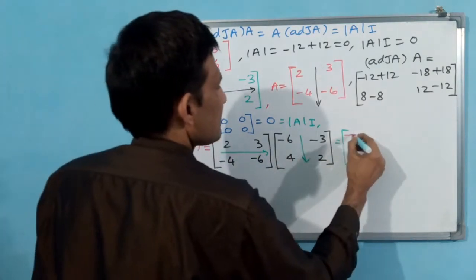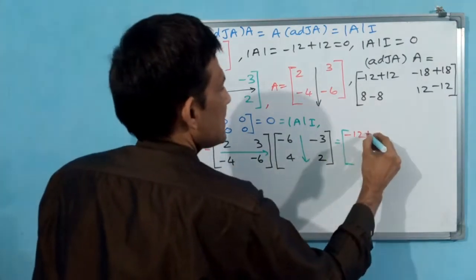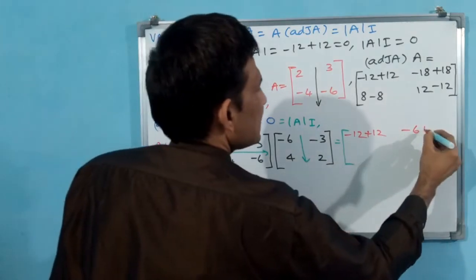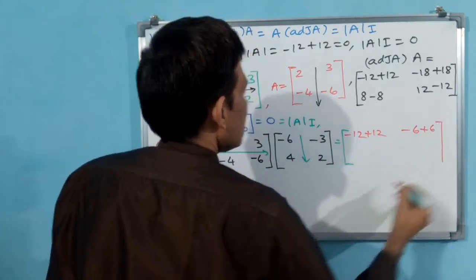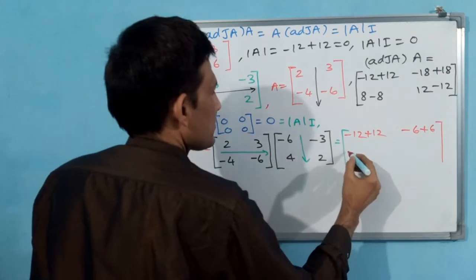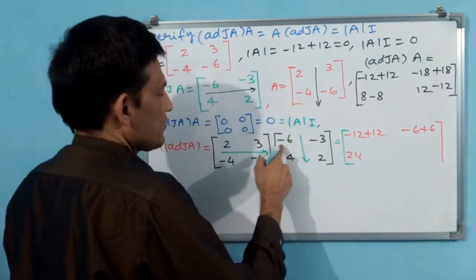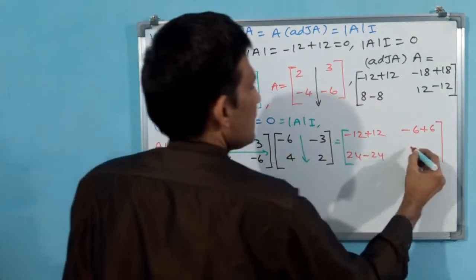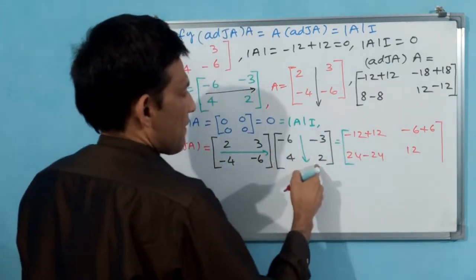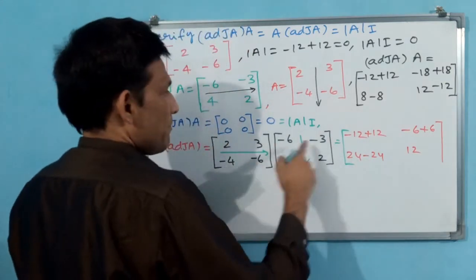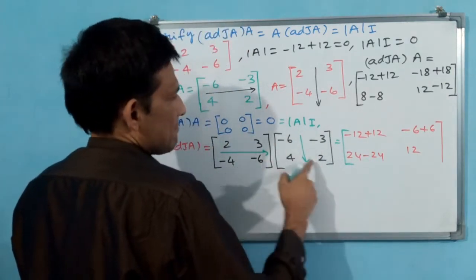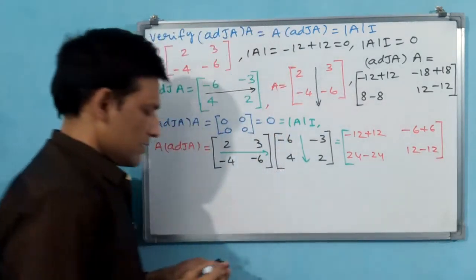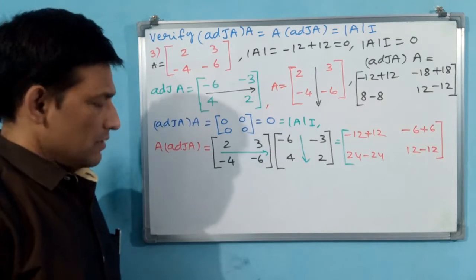Okay, 2 into minus 6, minus 12, plus 12. Minus 6, plus 6. Minus 20, plus 24, sorry. Minus into minus plus 24, minus 24. 12. See, plus 12, minus 12. Okay. This also is going to become 0, 0 only.